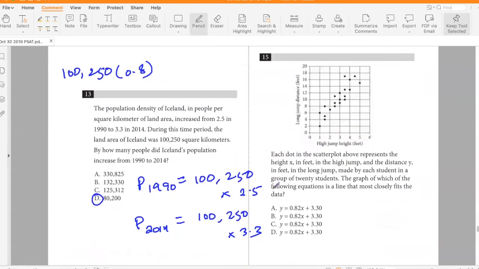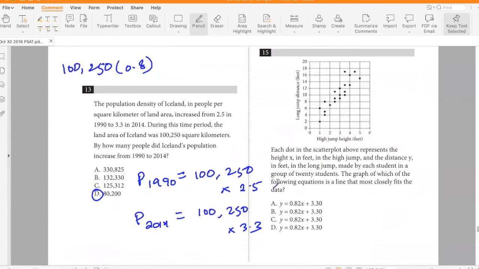Each dot in the scatter plot above represents the height x in feet in the high jump and distance y in feet in the long jump made by each student in a group of 20 students. The graph of which of the following equations is a line that most closely fits the data?